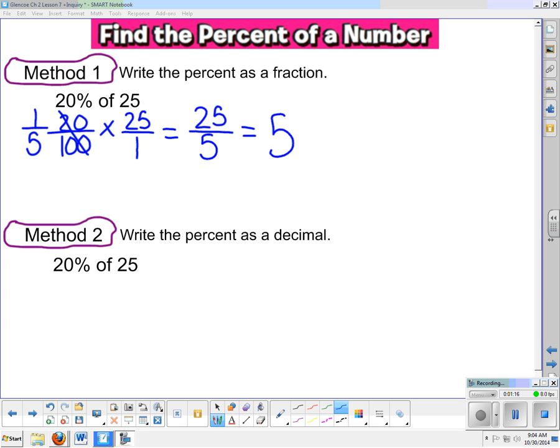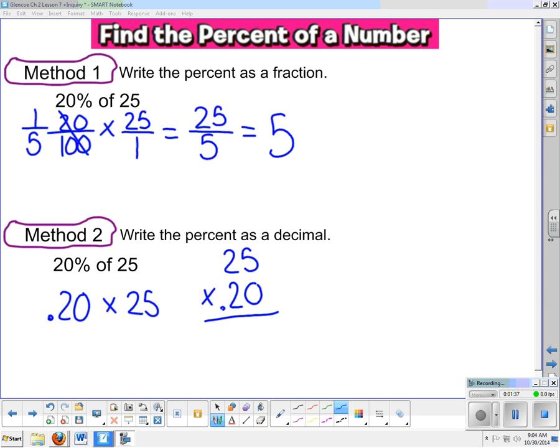The second method is to take your percents and write them as a decimal. So 20% as a decimal is 0.20. Again, of means multiplication: 25 times 0.20.